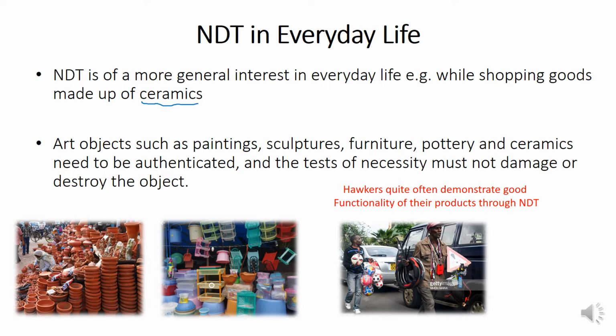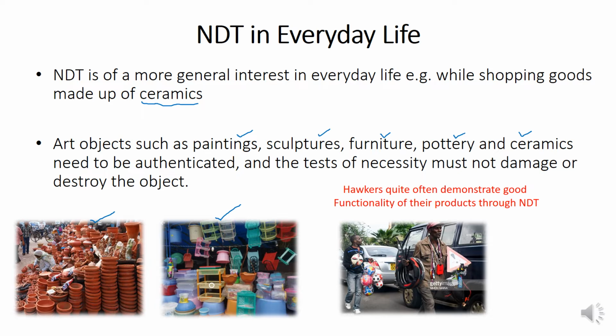This visual inspection is taken into consideration while we are dealing with objects such as paintings, sculptures, furniture, pottery, and ceramics. Likewise, here you can see these photographs of pots made of clay or ceramic material, and these made of plastic. Whenever you go to purchase these, you check either by tapping on the ceramic pots, or by bending the plastic containers, so that you can check, okay, whether this will perform well when I use it or not.